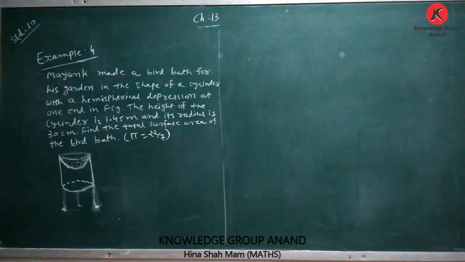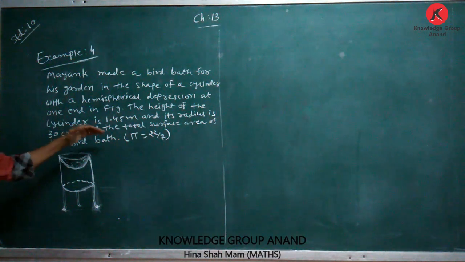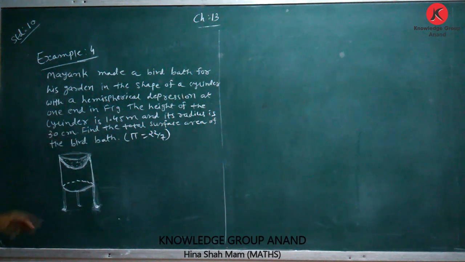Now, example number 4. Mayur made a bird bath for his garden in the shape of a cylinder with a hemispherical depression at one end, as shown in the figure. The height of the cylinder is 1.45 meter and its radius is 30 centimeter. Find the total surface area of the bird bath.